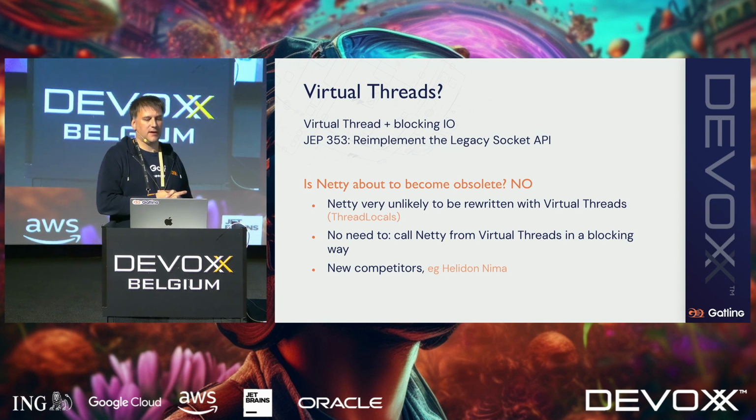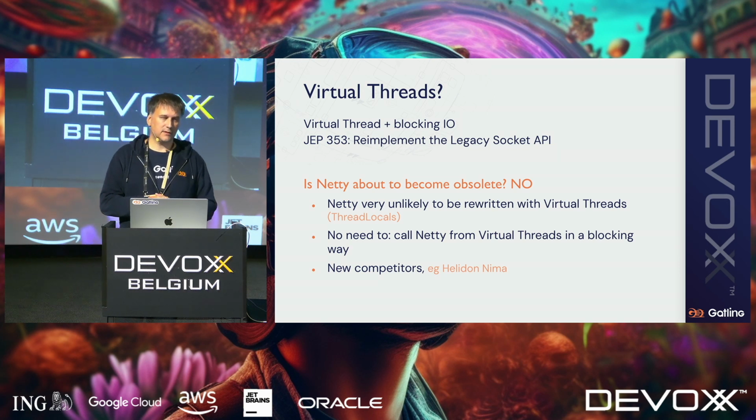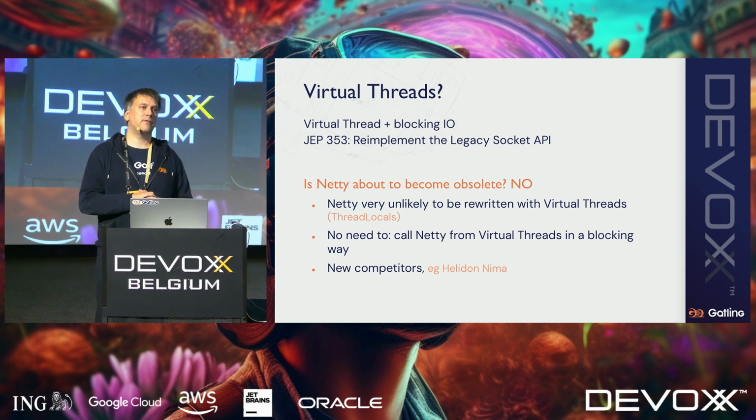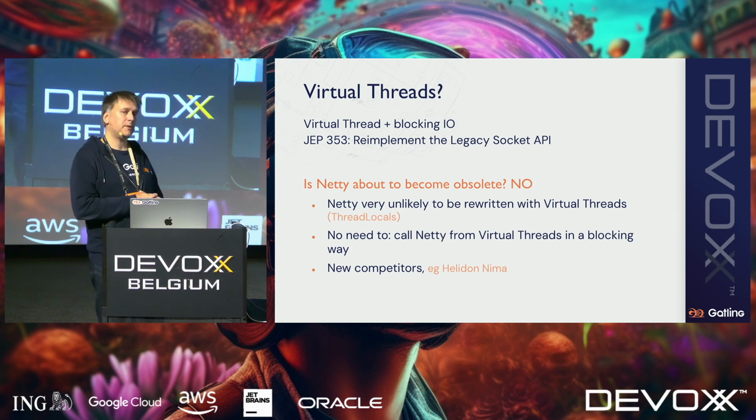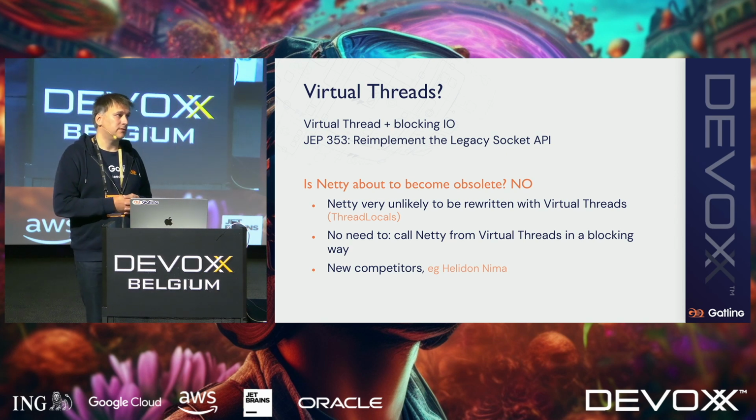So first thing, Netty is very, very unlikely to ever be rewritten with virtual threads because of its use of thread locals. In particular, I mentioned the usage of thread locals for the thread local caches for the allocator, the pooled allocator. The second thing is that Netty doesn't actually need it.